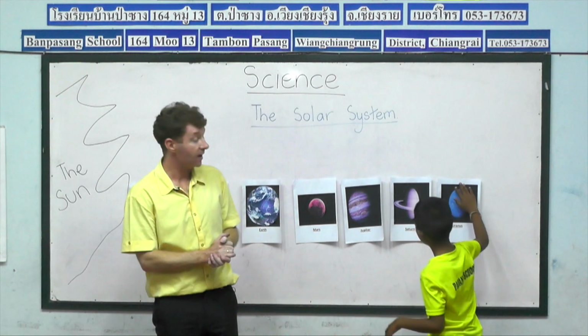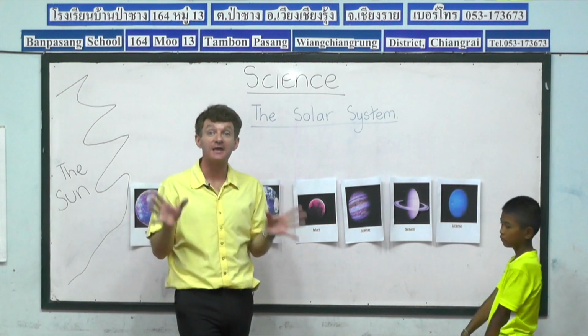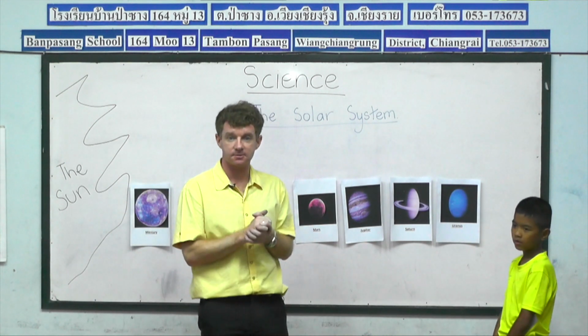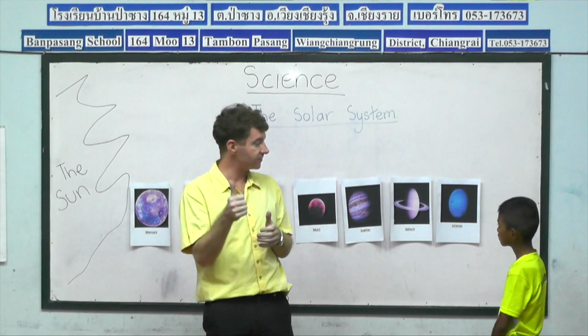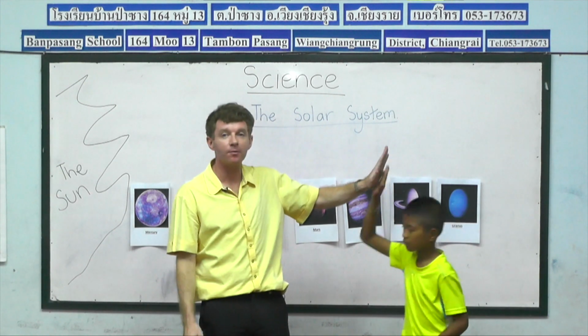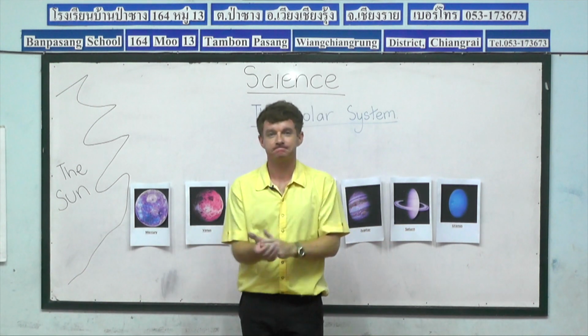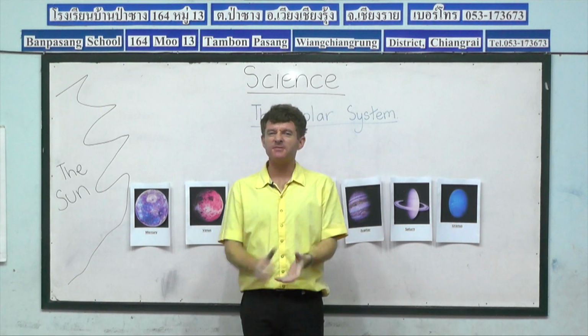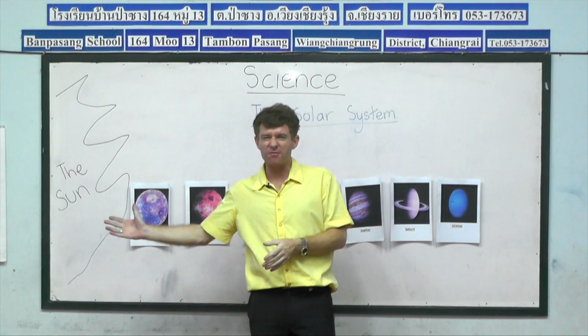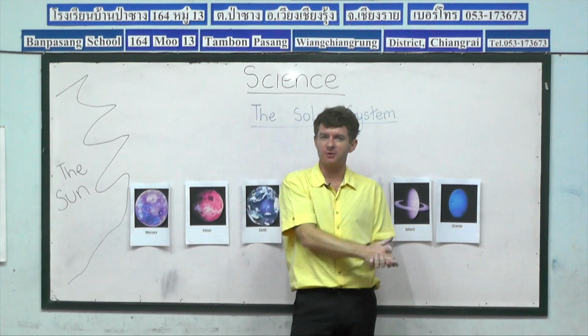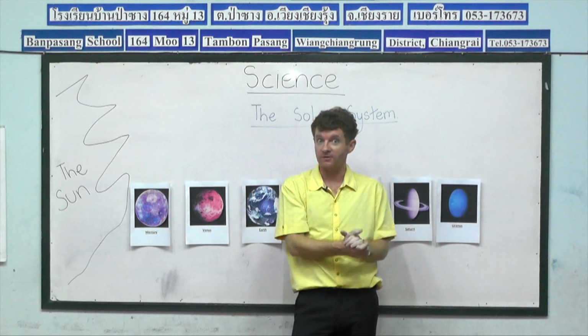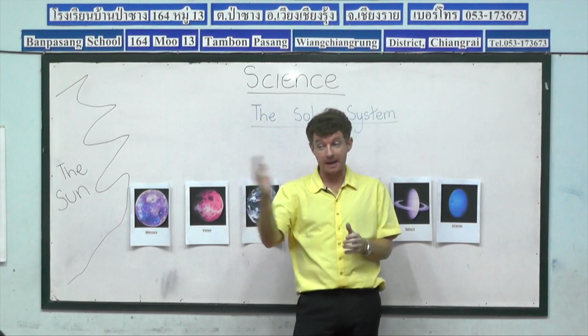Perfect. And one more time, guys, all together, Uranus. Perfect. High five and big round of applause for Pat. So that means there's one planet left. It's the furthest planet away from the sun and therefore the coldest. So Chu, can you bring Neptune up to class?